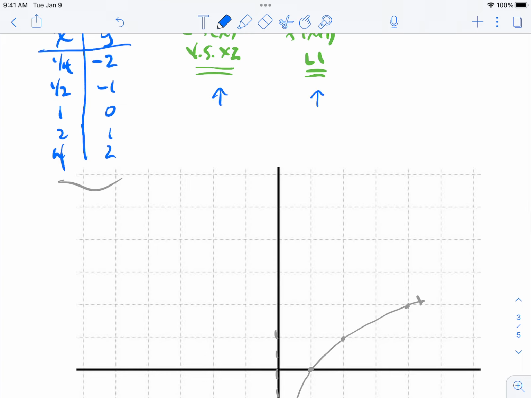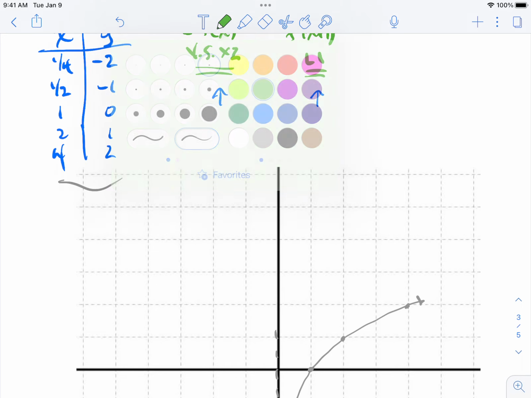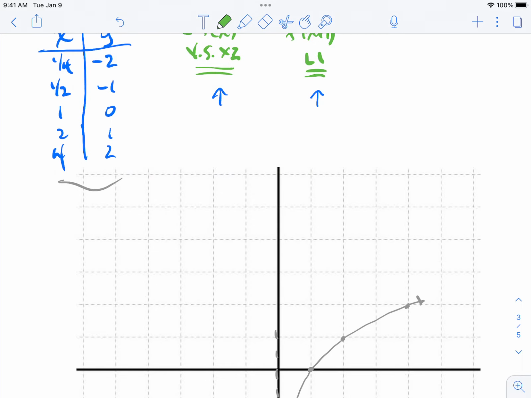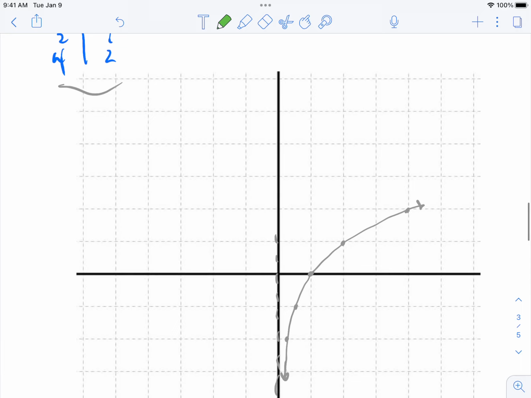In fact, maybe I'll do it in green. Stretch it and go left 1. Double the y coordinate and go left 1. Do this for every single point. This point. Double the y coordinate. So the y is equal to 2, so I'm going to go up to 4. Now go left 1. That point ends up there.